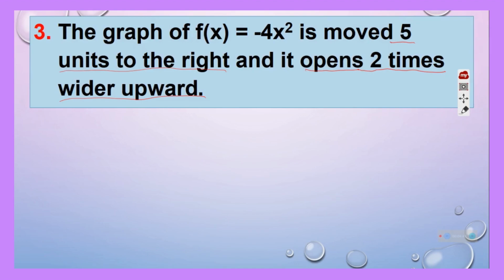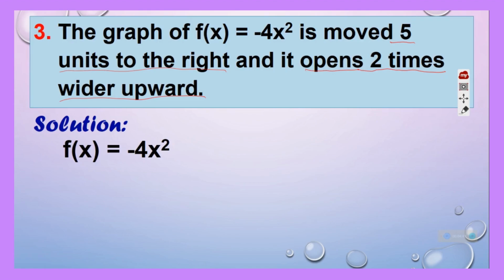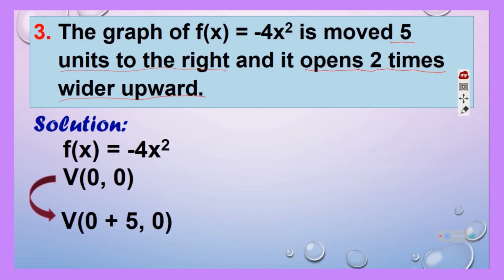So, let's move on to the solution. The given is f of x equals negative 4x squared. We all know that the vertex of this is 0, 0. Dahil nag-move to the right, mag-a-add tayo ng 5 sa value ng h. So, 0 plus 5, 0. Therefore, the new vertex is 5, 0.